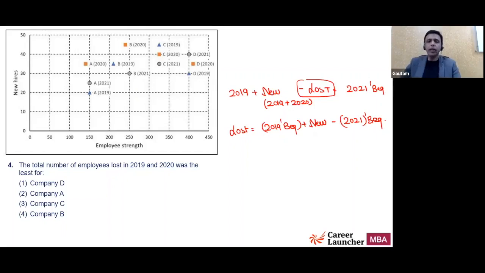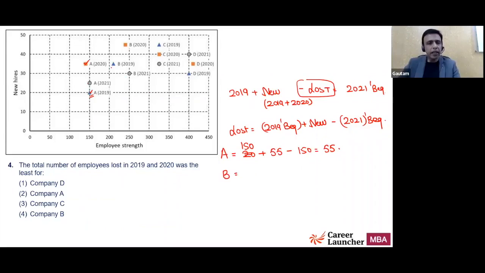Now starting with company A, 2019 में company A के beginning में 150 employees थे, my mistake. New hires would be 20 and 35. That would be 55. Minus 2021 के end पे 150 हैं. So there would be 55 employees who have left the company in 19 and 20. Company A. Let's look down for company B.